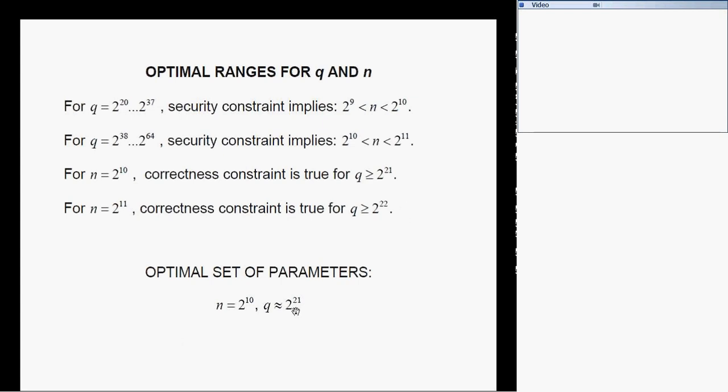the smallest numbers of n and q that will satisfy both the security and correctness constraints would be n equals 2 to the power of 10, so 10 bits, and q approximately 21 bits. It's a prime number, but something close to 21 bits. So for this particular scheme to be secure, the most efficient parameters based on the constraints that we used would be these two. Then we have the problem with the parameters defined, and we start computation.